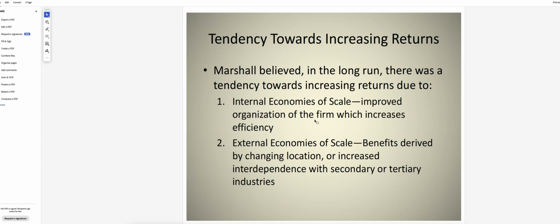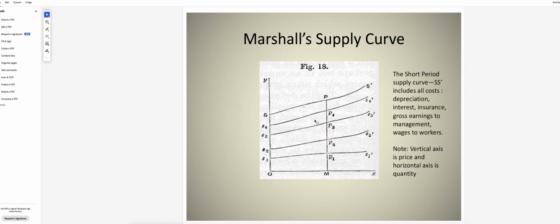Marshall believed that in the long run, essentially, there would be a tendency for the returns to scale to increase. And so he sees this for us here as a possible notion of how things are going to change. And that gives us an idea of the internal economies of scale. And then there are external economies of scale that can exist as other things change, such as your location, or maybe building other industries.